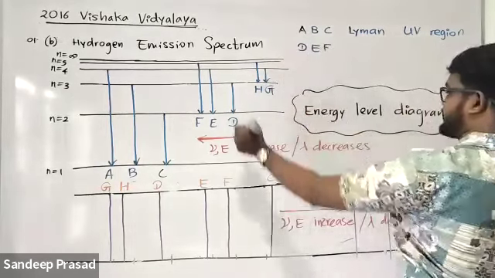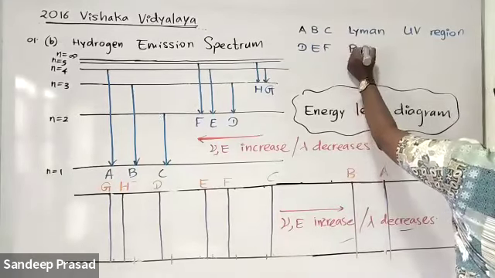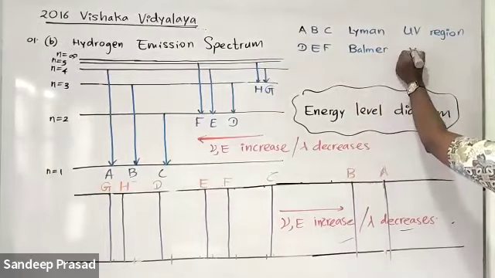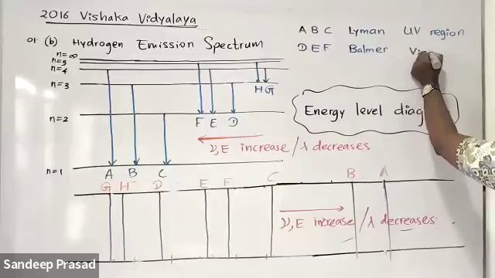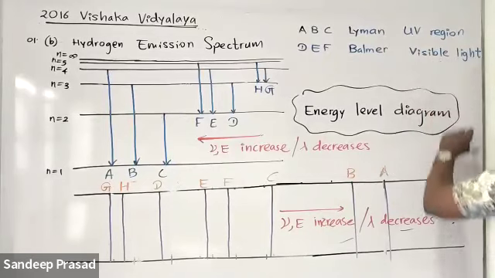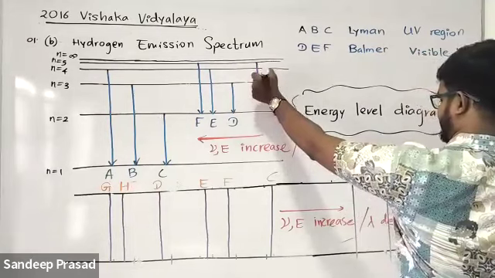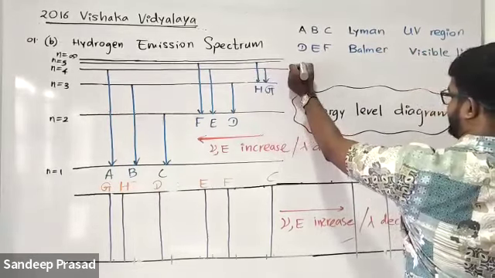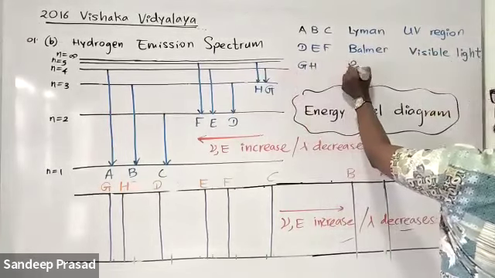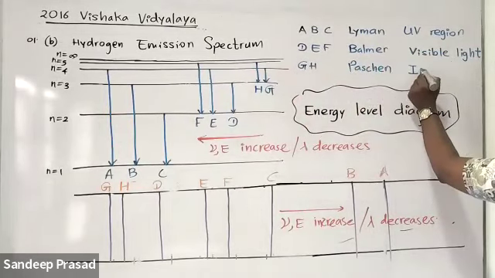Next one, DEF. DEF means actually all the electron transitions are falling to the second principal energy level. If it is to the second principal energy level, we can consider this one as the Balmer series. The lines belong to the visible light region. So the next one, all the electron transitions, G and H, belong to the third principal energy level. So that means we can say that this belongs to Paschen series. Paschen series belongs to the IR, infrared region.